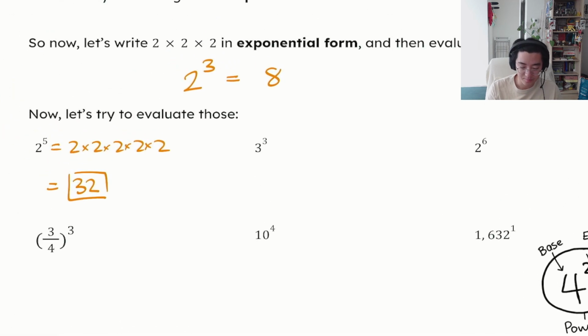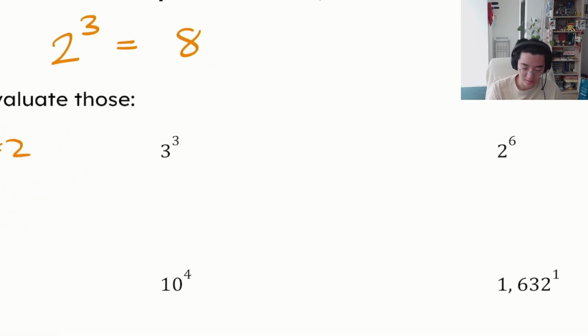And then 3 to the power of 3, a little confusing. But remember, it's 3 times 3 times 3. It's not 9, it's not 3 times 3. It is 3 multiplied by itself 3 times, which is 27.